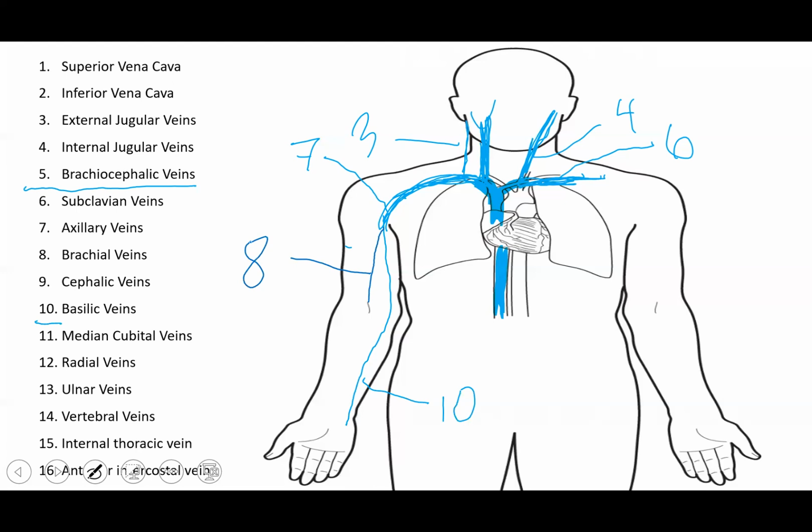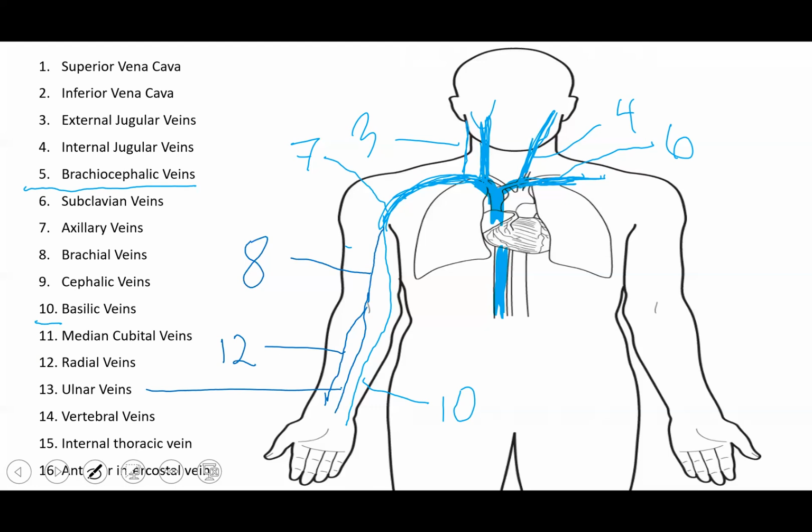Just like we saw with the arteries, this vessel is going to bifurcate. It's going to split. The lateral vessel is going to be called, number 12, the radial vein, and the medial vessel is going to be called the ulnar vein.